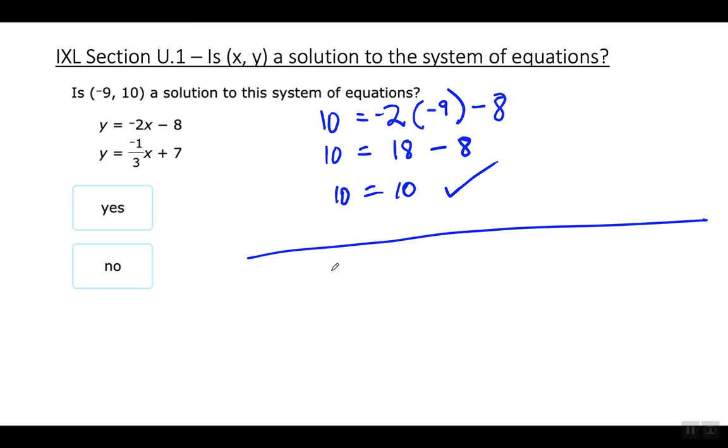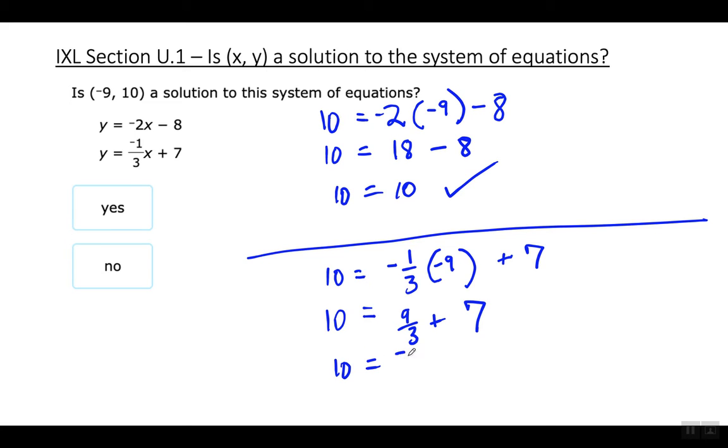On the bottom, I'm going to get 10 equals negative 1 over 3, and the x is negative 9 plus 7. Okay, now right here when you multiply, the fast way would be to do negative 9 divided by 3, which gives you negative 3, and negative 3 times negative 1, which gives you positive 1. Wait, did I say that right? No, I'm sorry, I said that wrong. Negative 9 divided by 3 gives you negative 3, and negative 3 times negative 1 will give you positive 3. Okay, the slow way would be to multiply the top times the top, and you're going to get 9 over 3.